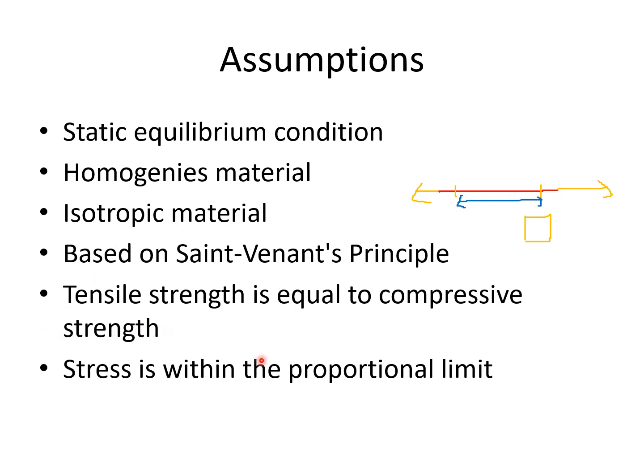The next assumption is that tensile strength is equal to compressive strength. Actually, for most materials this is true, but for some materials like cast iron, the tensile strength is lesser than the compressive strength. But for our consideration, we are going to consider both equal. And then due to this load, some stresses are generated that are within the proportional limit. These are all the assumptions we are considering in this course.